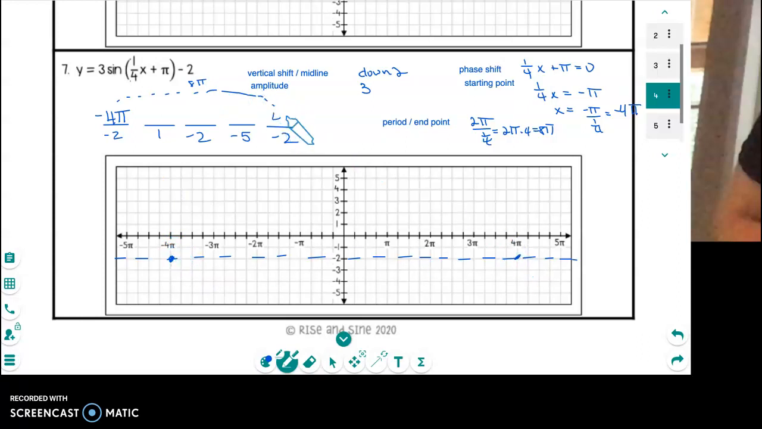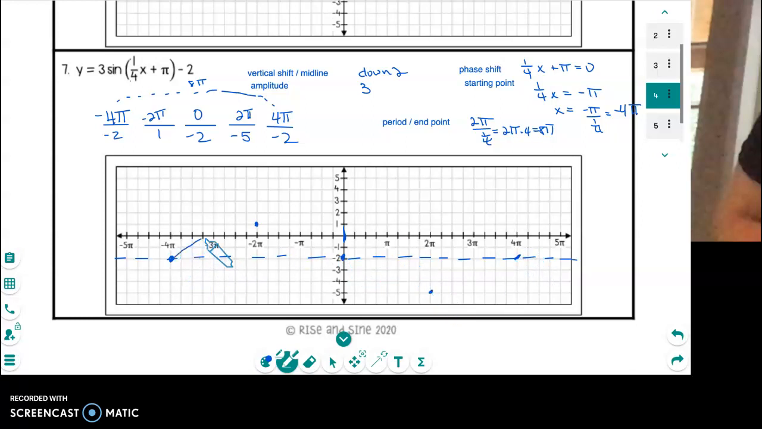Then we just need to divide that into four even sections, so the middle is going to be 0. Halfway between 0 and negative 4 pi is negative 2 pi. Halfway between 0 and 4 pi is 2 pi. Now we've got everything we need. We get negative 2 pi and 1, back to the midline here, and then we drop down to negative 5 here and back up to the midline.